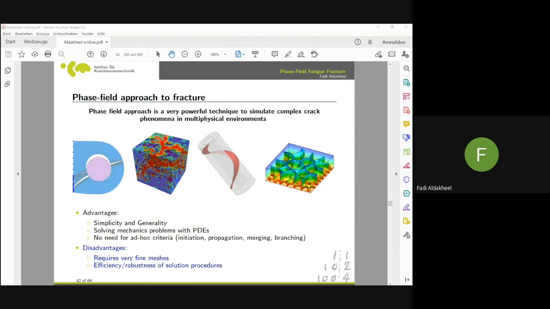Good. Yes, the last question, it's a good one actually. This is what we are doing now. Yes, each grain has its own orientation and its own phase field, related to this slip system and that slip system, right? This is something really interesting. And yes, you can do something similar here, but with some modification.